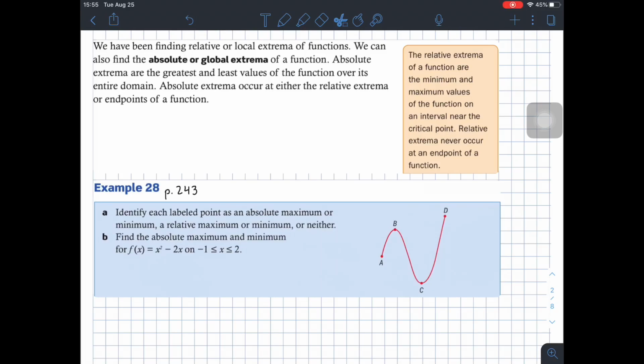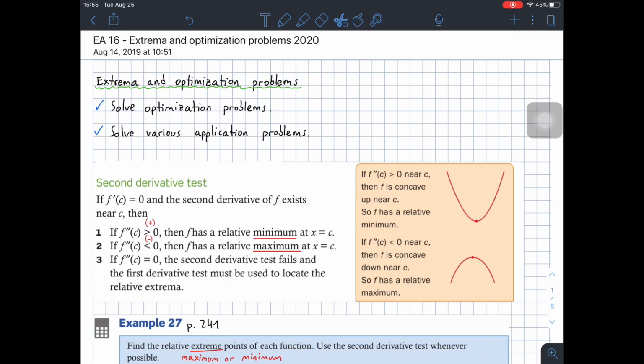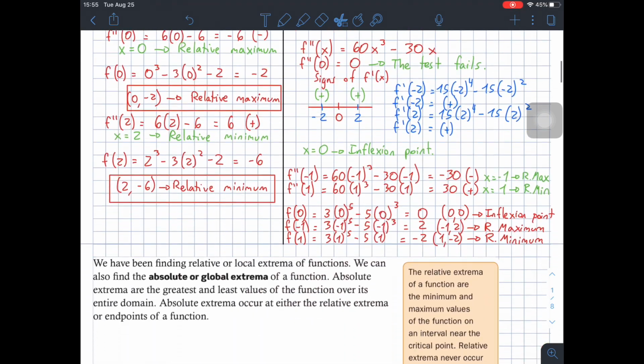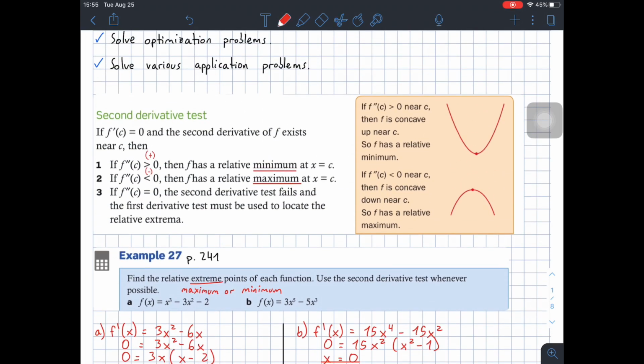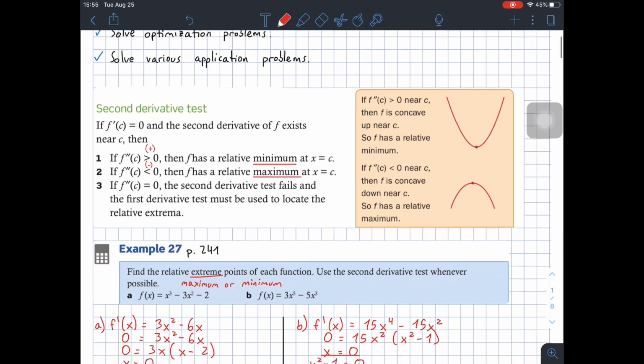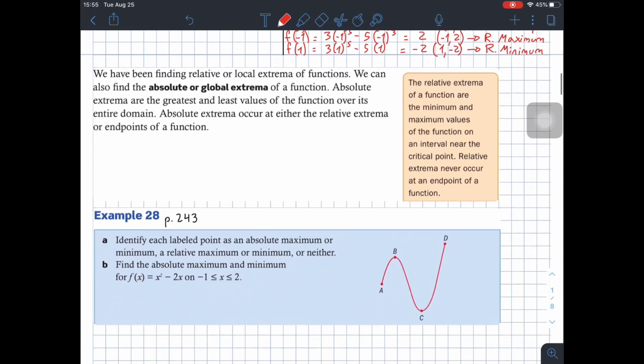Hello seniors, today we're going to continue with electronic assignment number 16, which is about extrema and optimization problems. We have seen the first part already, in which we saw a second technique in order to determine whether a function has either a maximum or minimum point at a critical number, right? At a given critical number, which is found by setting the first derivative to 0, right? So we have seen these two problems together, and today we're going to see the following.